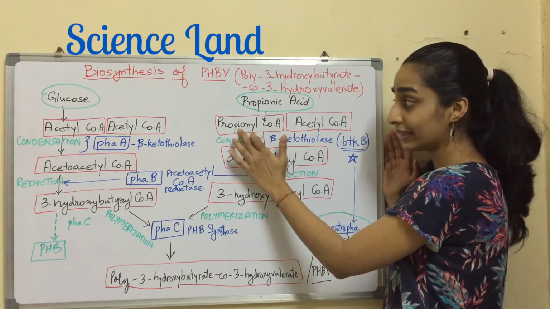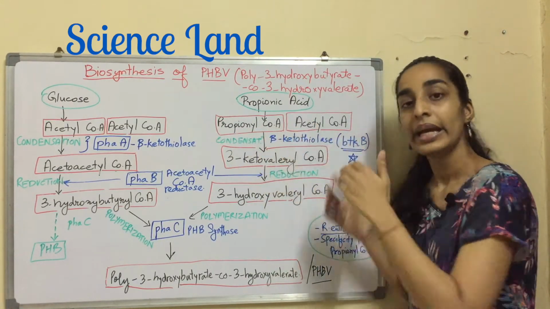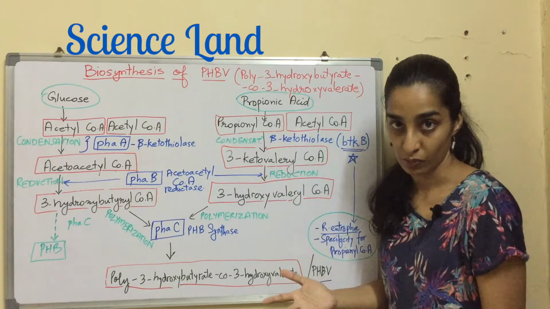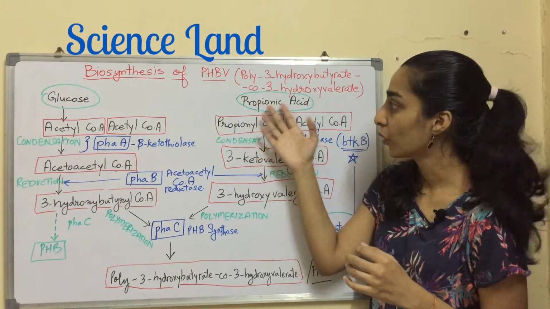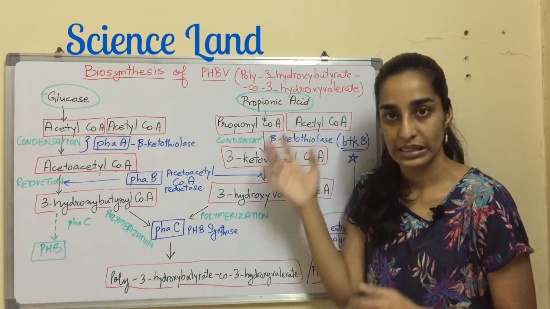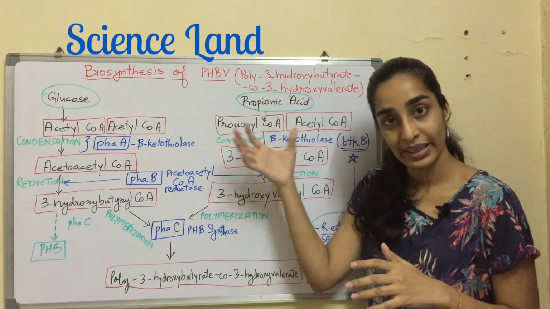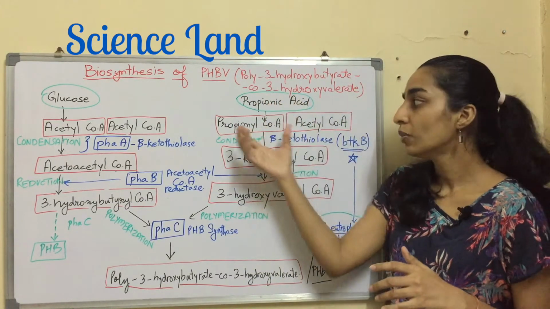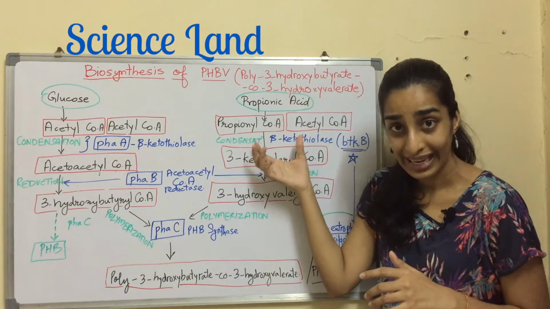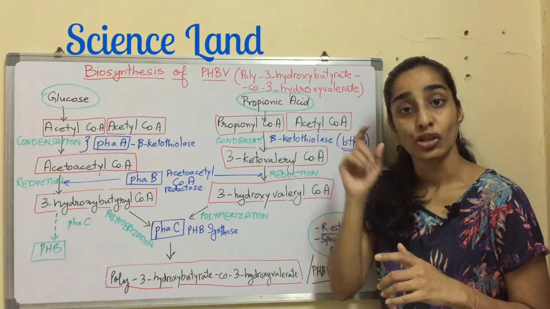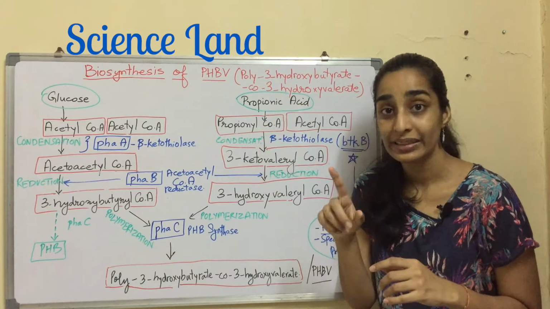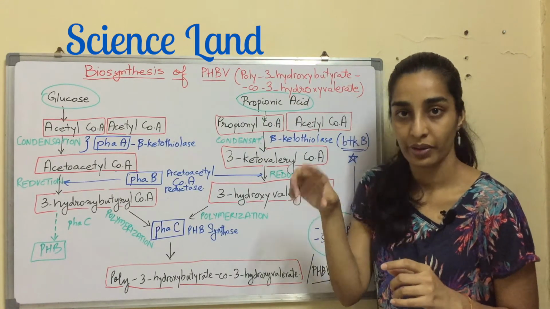Okay. Now, this propionyl coenzyme A is derived from what source? Basically, it is from propionic acid. What is propionic acid? It's a fatty acid. Oxidation of fatty acid will give you propionyl coenzyme A and acetyl coenzyme A. Just to note, the fatty acid needs to be an odd number fatty acid.